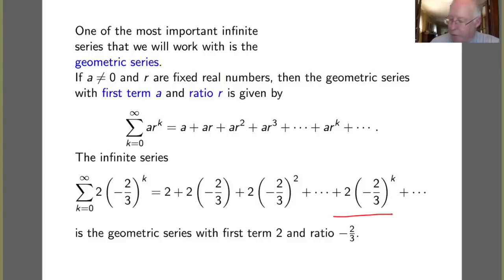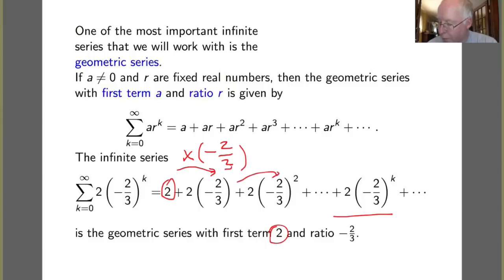So in this geometric series, the first term, the first one you write down, is 2, and the ratio, that is the quantity by which subsequent terms are multiplied, is minus 2/3. You multiply by minus 2/3 to go from the first term to the second, then again multiply by minus 2/3 to go from the second term to the third, etc. So the ratio here is minus 2/3.